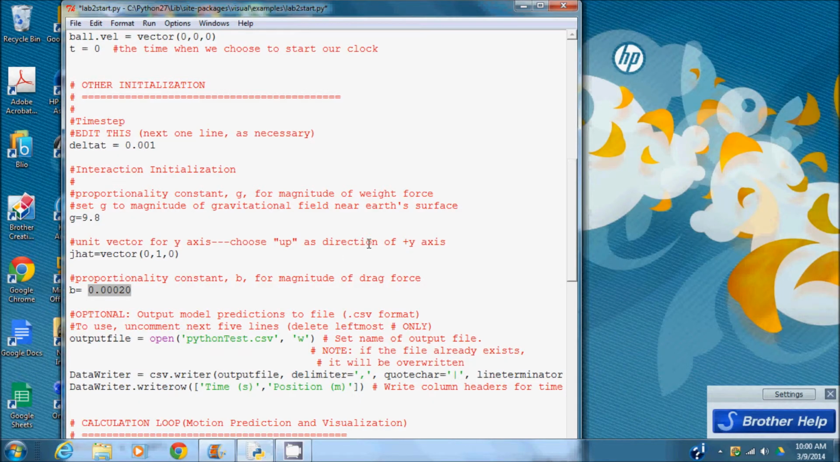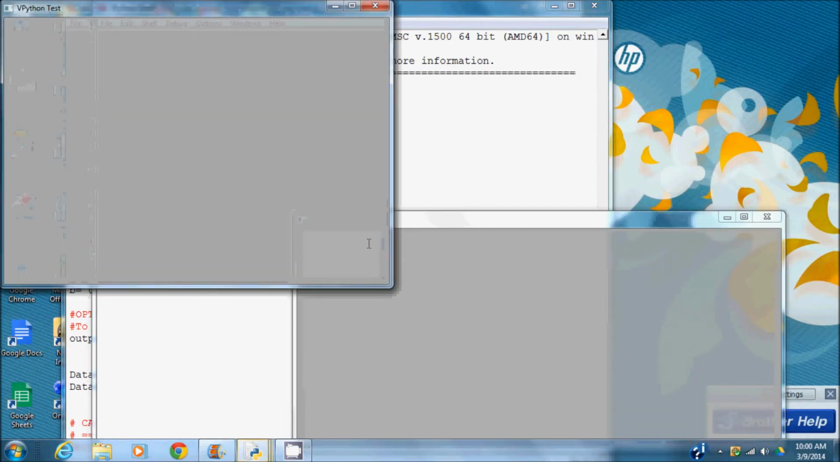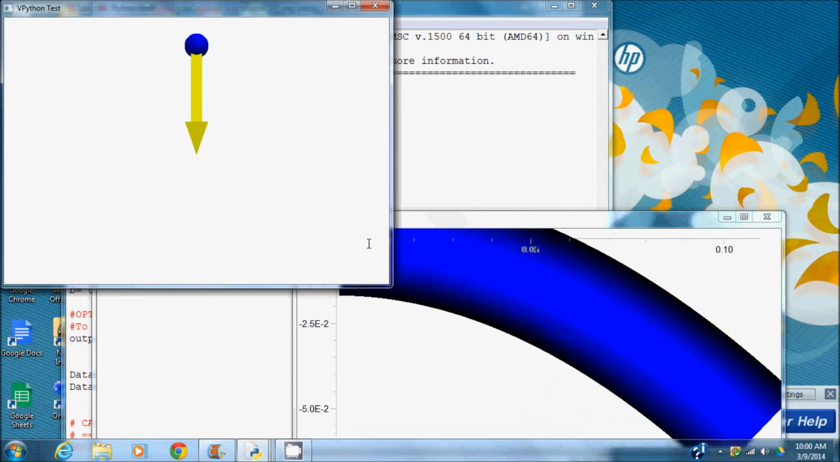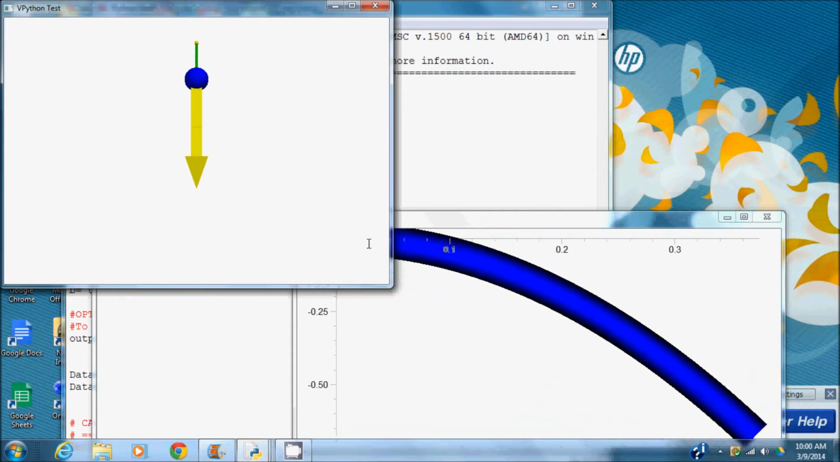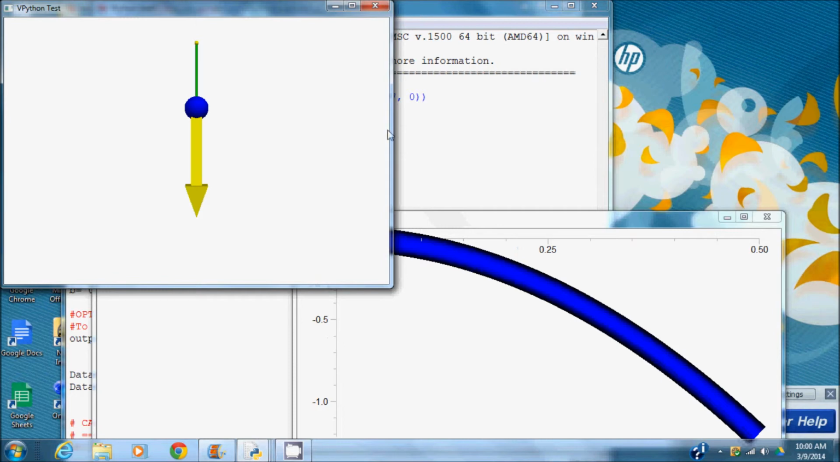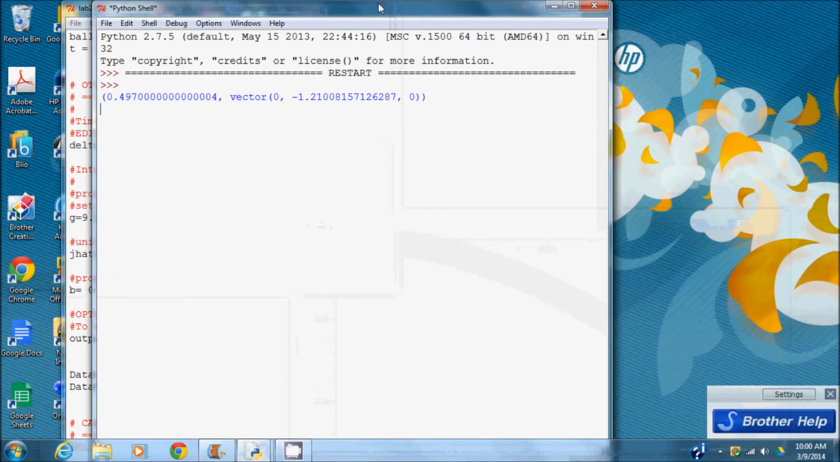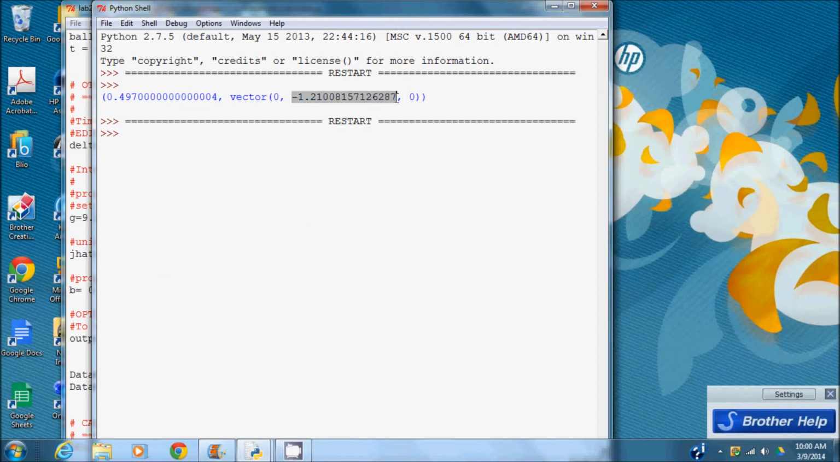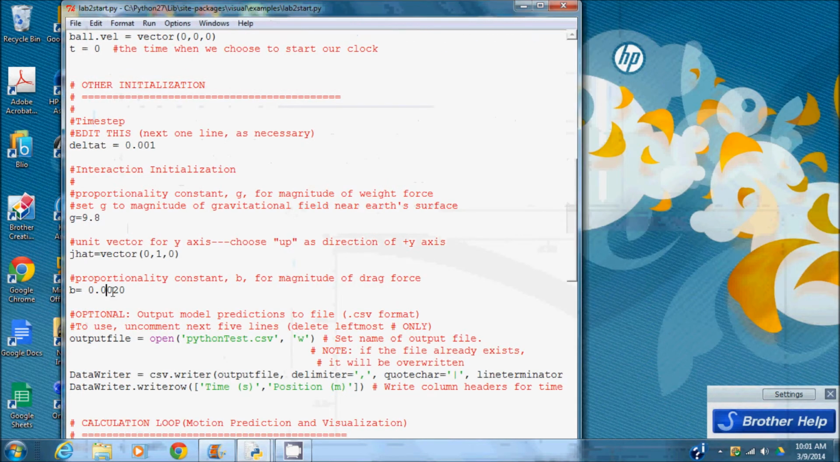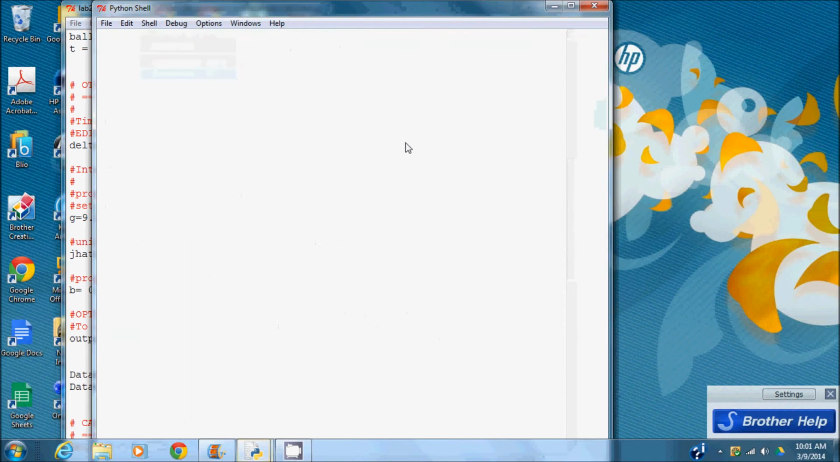What if I change the values of the constant b, or drag force? The arrows representing the forces and the final position will be affected. The bigger the drag, the less distance covered by the ball in the same amount of time.